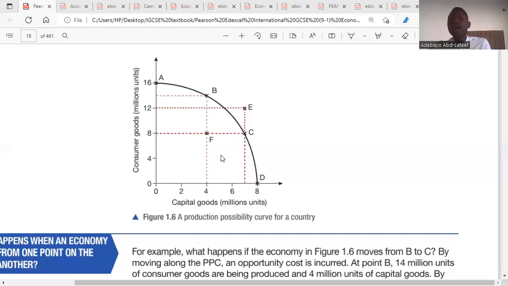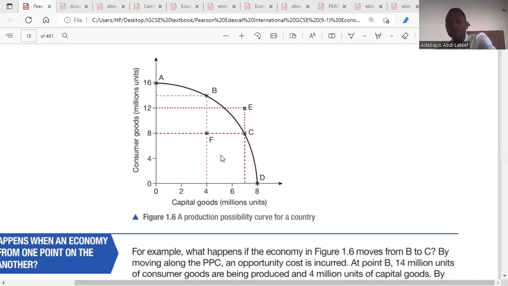Okay. At point E, what happens? At point E, the economy will be producing 12 million capital goods, and the combination of 12 million capital goods and 7 million consumer goods. But this is not attainable. It is not possible. Do you know why it's not possible? Because the economy will be producing more than what it has. It doesn't have the capacity. That's why it's outside the PPC.